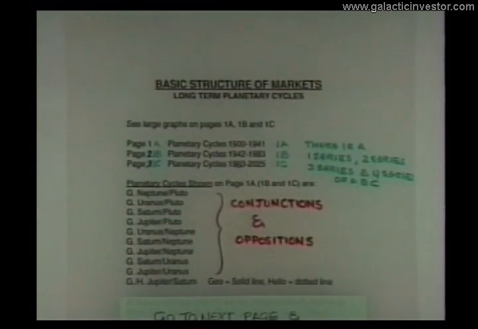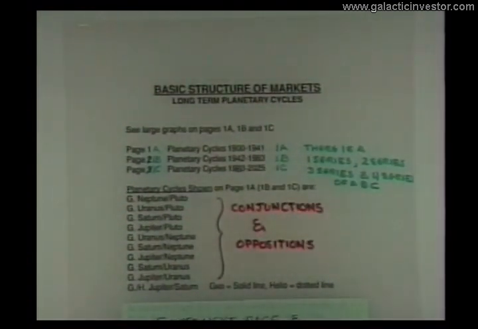So what are the cycles on this one series? The cycles are shown in this particular way. We have conjunctions and oppositions. And so the planets that we're going to look at with the conjunctions and oppositions are listed right here. Neptune and Pluto, Uranus and Pluto, Saturn, Pluto, Jupiter, Pluto, Uranus, Neptune, Saturn, Neptune, Jupiter, Neptune, Saturn, Uranus, Jupiter, Uranus, and Jupiter, Saturn. For the Jupiter, Saturn, I have the heliocentric and the geocentric.